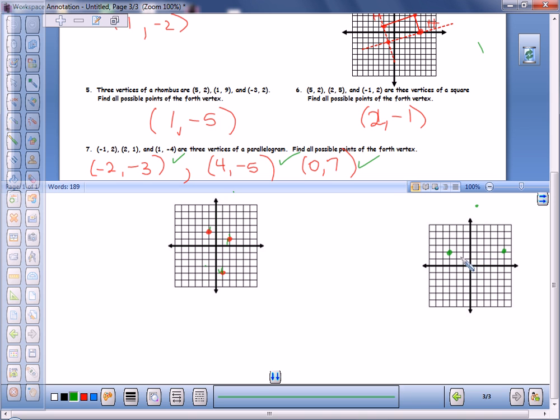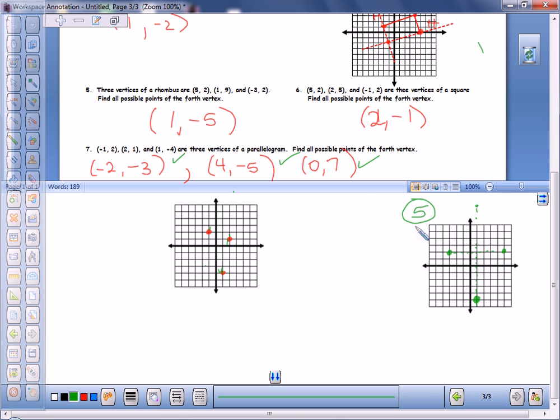Okay, so we know that the diagonals of the rhombus are going to bisect each other. So I know if this one from 2 to 9 is 7, then I would come 7 this way on the other side, right? So if it's bisected, if this distance is 7, then this distance better be 7, right? 1, 2, 3, 4, 5, 6, 7. There's my other point. 1, -5. Because on a rhombus, the diagonals bisect each other. Okay? Does that help with number 5?